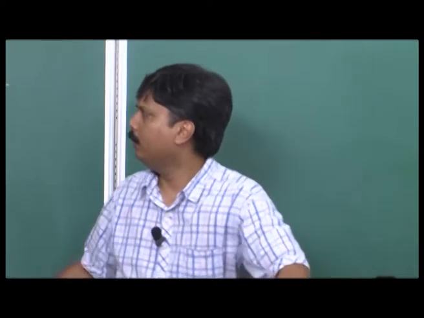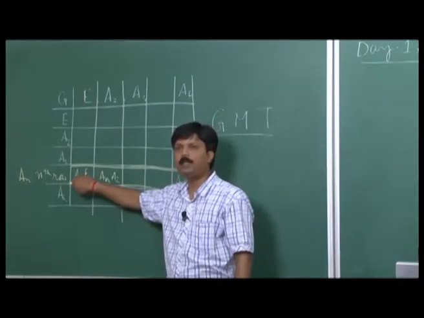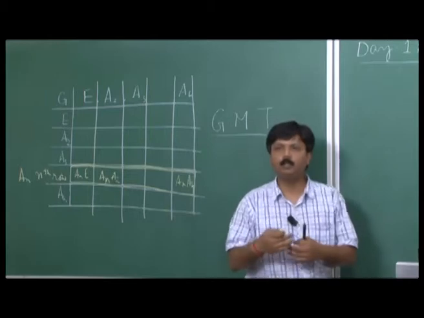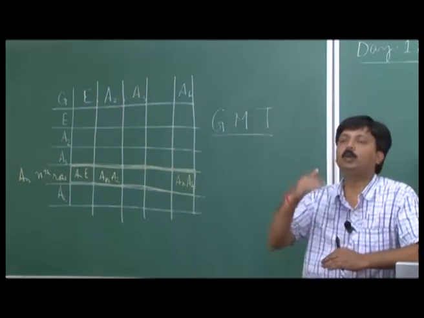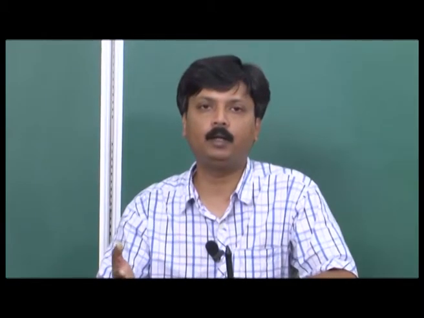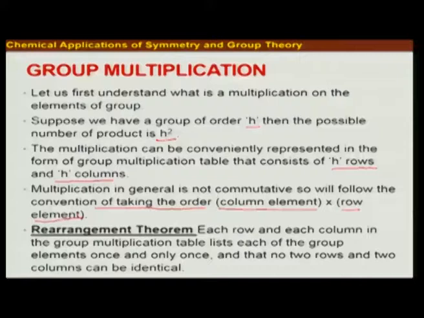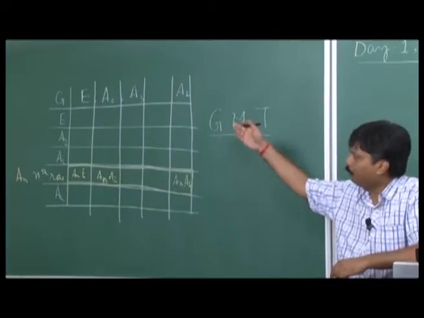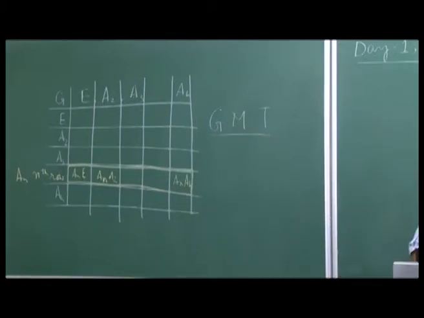Now, since I am not going to repeat the same binary operation going from one row to another row, that means they also will be different, in a sense that all these rows will be completely different. What does it mean? That means exactly what is written here in this rearrangement theorem, that each row lists each of the group elements once and only once, and that no two rows are identical. That is easily visible from this. And the same thing can be said about the columns. I could do the same thing in terms of columns also. So this rearrangement theorem holds pretty well.